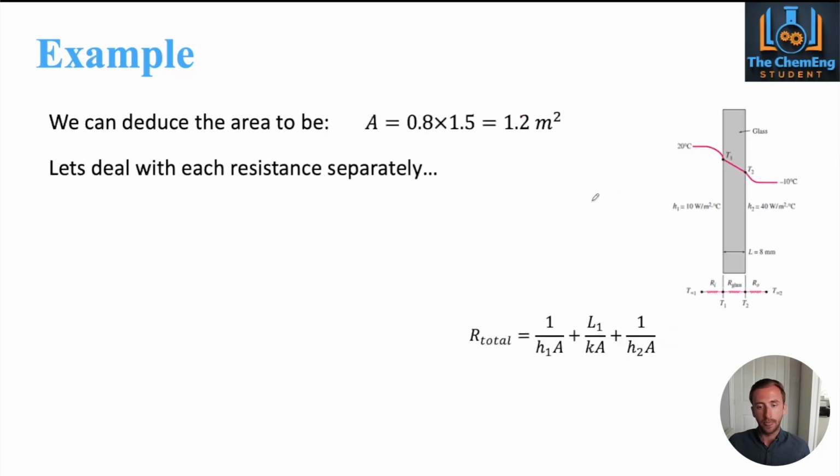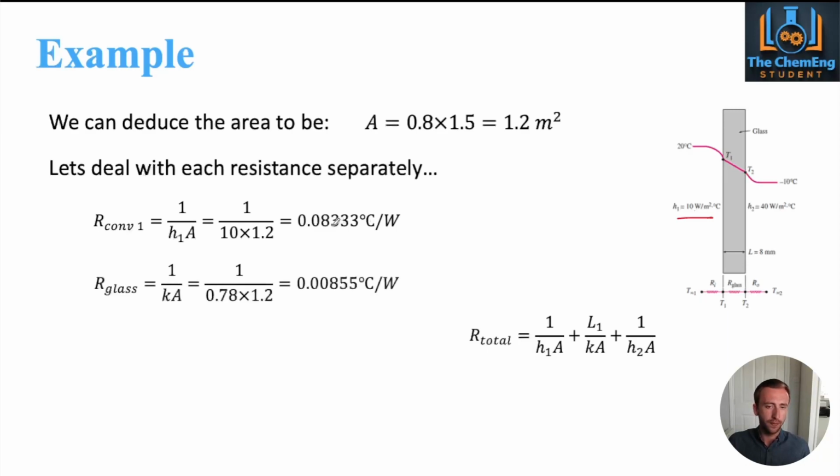Now from here, we simply need to populate the formulas with the respective data from the diagram. For convection 1, we have 1 over H1A. We know that H1 is 10 watts per meter squared degrees, and we know A will be 1.2. That gives us a resistance for convection 1 of 0.08333, and you can see that it's degrees per watt. So for every watt of energy, we lose and resist 0.08333 degrees. So not a huge amount.